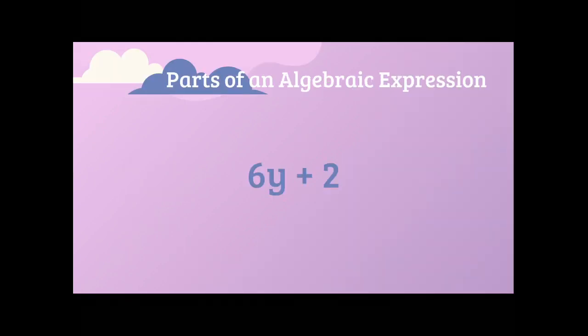Now we're going to go over the parts of an algebraic expression. Here we have 6y plus 2. In this expression, the 6y counts as its own term, which is added to 2. Terms are added or subtracted from each other. As you can see, there is a constant, which is 6, multiplied to the y, but that is called the coefficient. The 6y is one term together, and the coefficient is just the number that's multiplied to the variable and put in front of it.